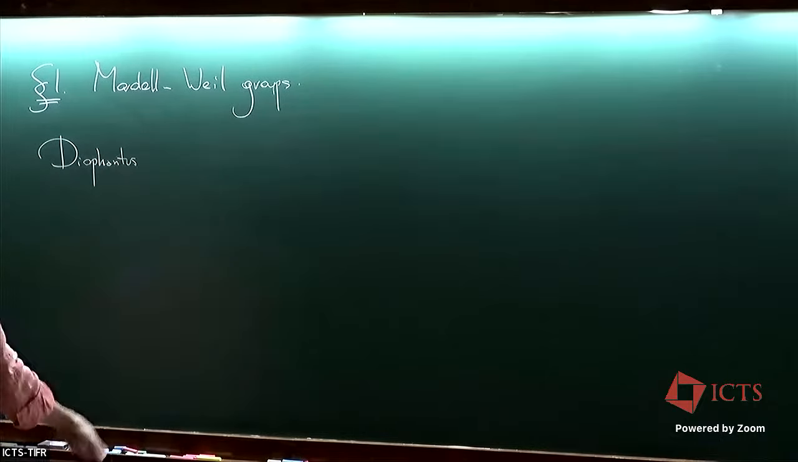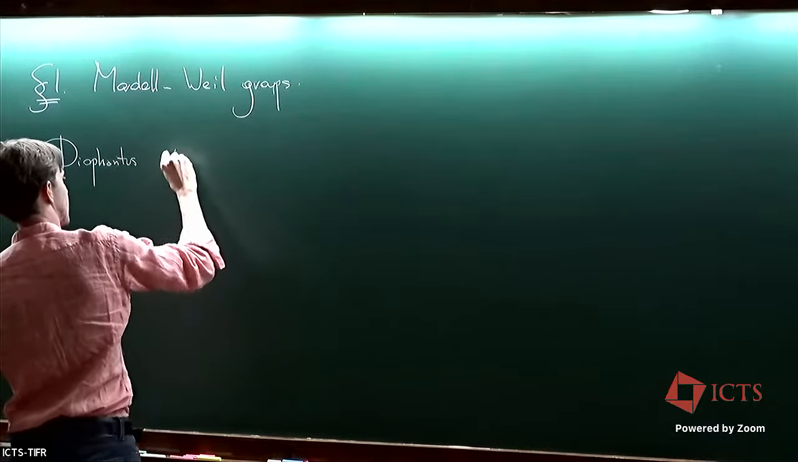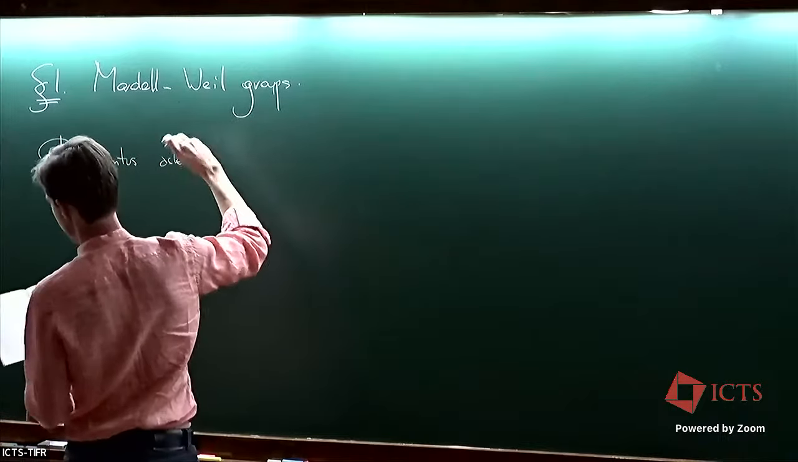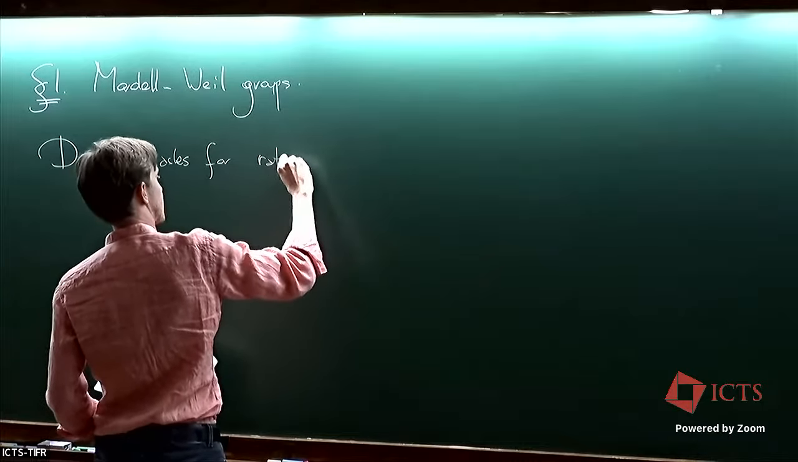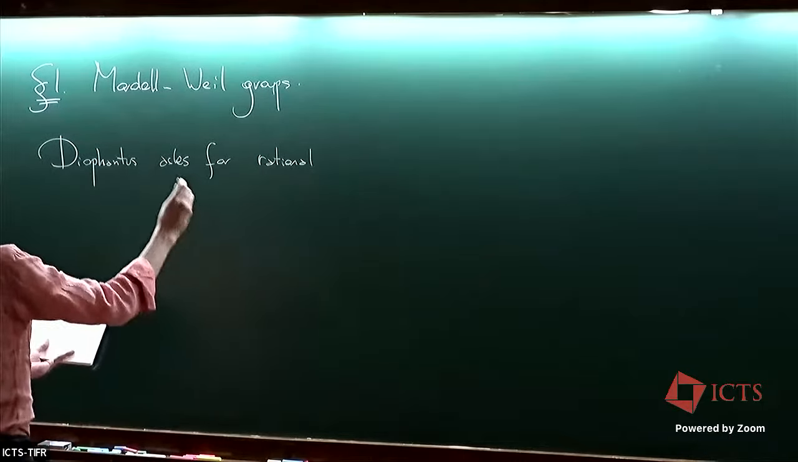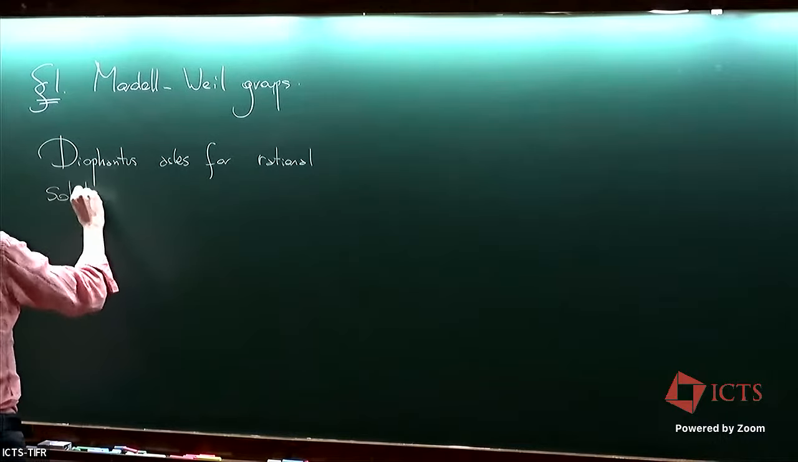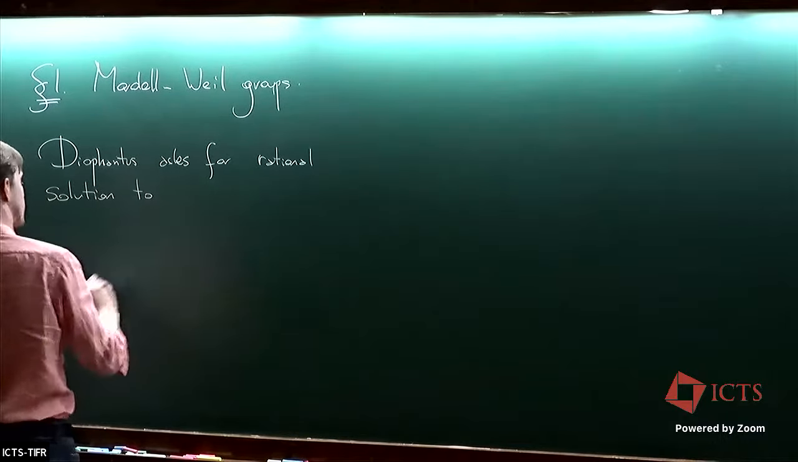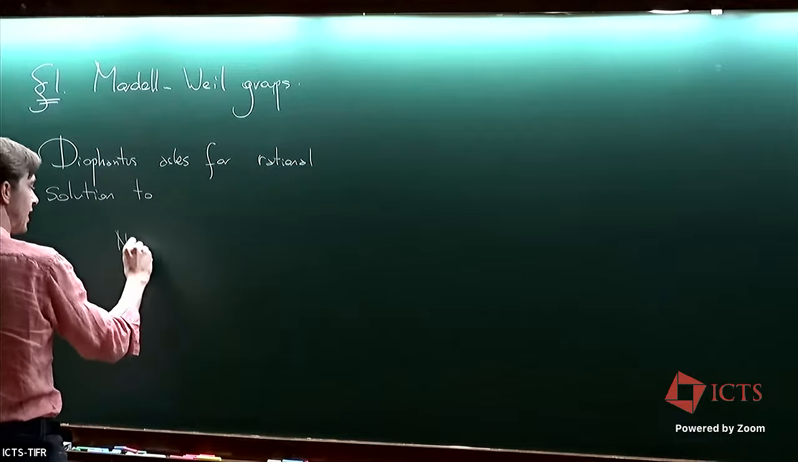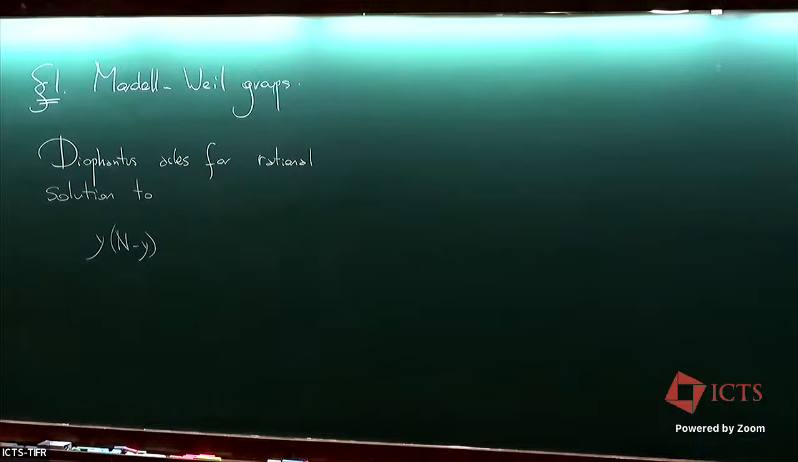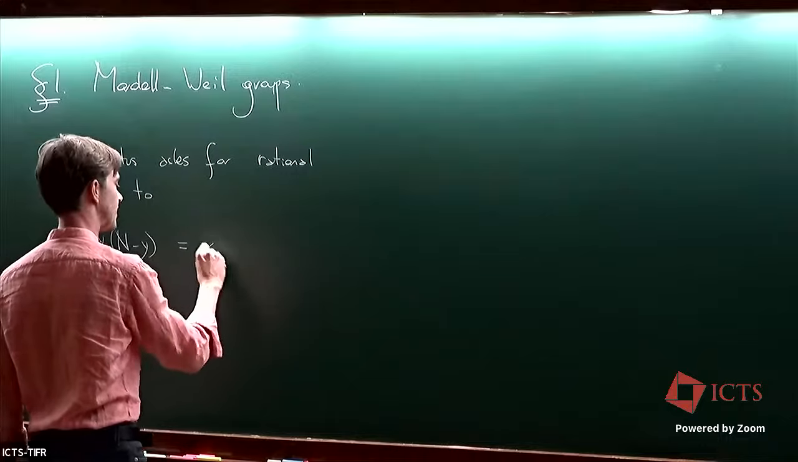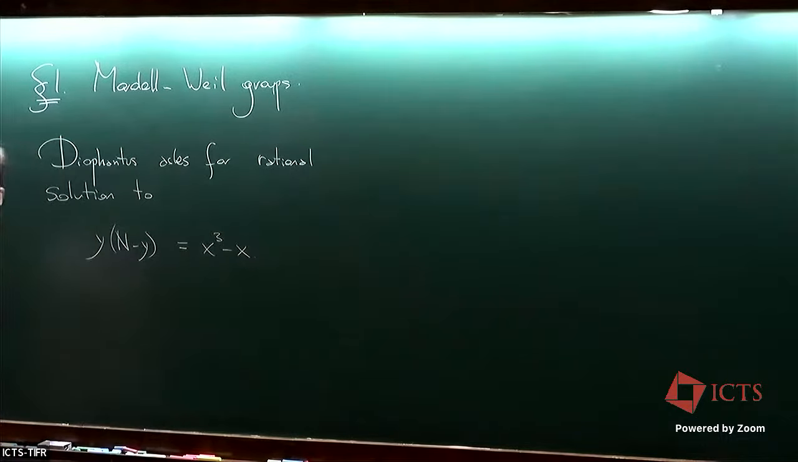So Diophantus asks for a rational solution. That's how we should interpret this question. So for a rational solution to the curve, we took our number n, and then we split it into two parts. So I can say y and n minus y are these parts, and we multiply them together, and this must be of the form x cubed minus x. That's what Diophantus asks us to solve.